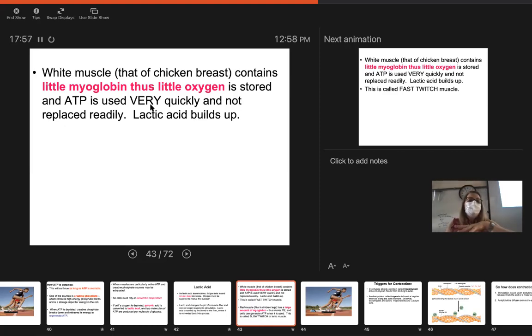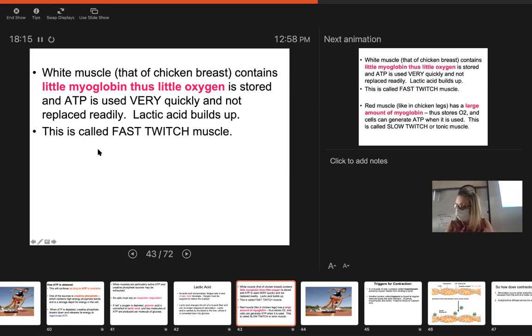Okay. If it has little myoglobin, it can't store ATP. So that's why chickens can't fly. They just don't have enough ATP to get them going. So lactic acid builds up, it's bad, okay? This is called fast twitch muscle. So highlight that. This is also in your Gizmo. Fast twitch, slow twitch. Some of you are like, I haven't done it yet. Okay, you need to do that.